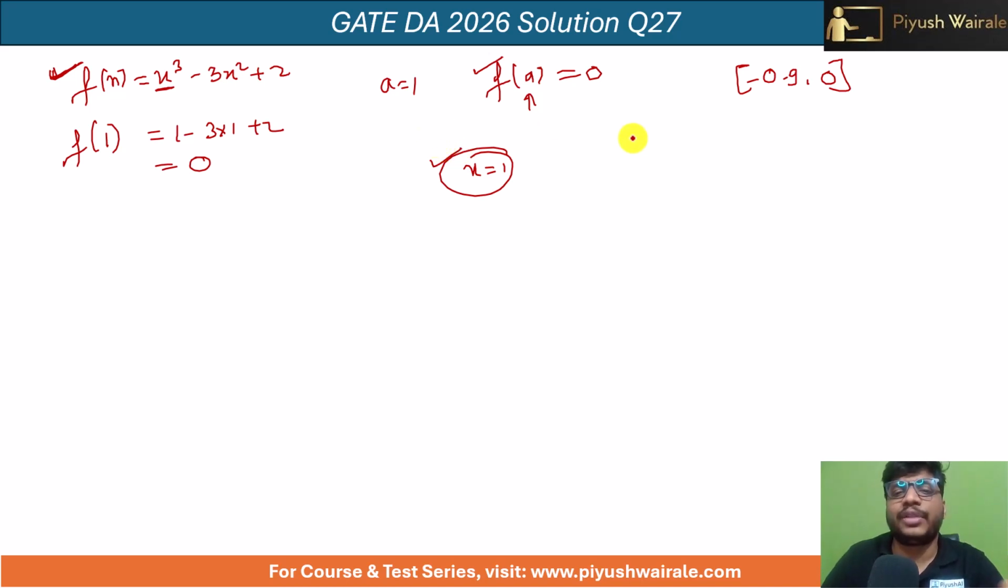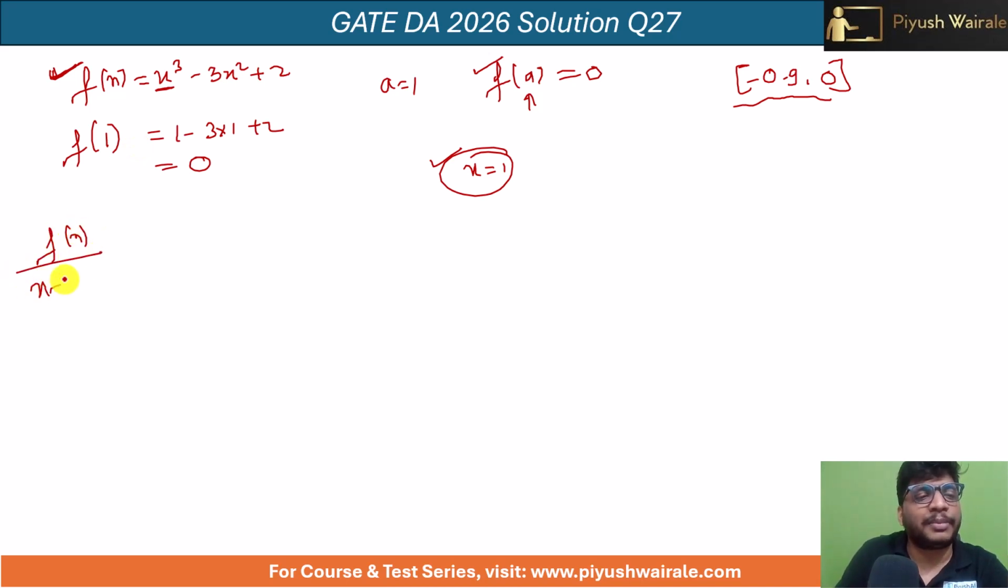So there are 2 ways to find the correct answer for option number A. Either you can find the roots of f of x and see whether they lie in this particular range or not. How can we do that? I can divide this f of x by x minus 1, because I know it is a root of f of x. And if you do that, what are we going to get?